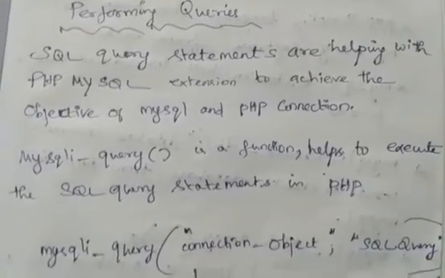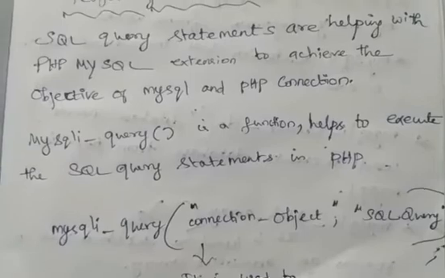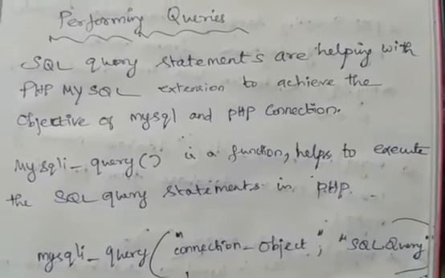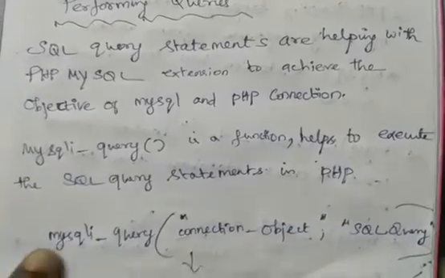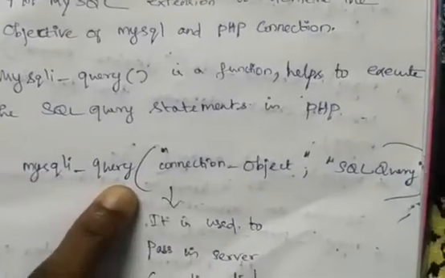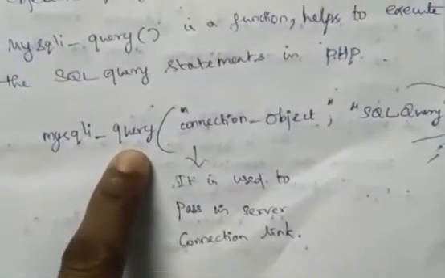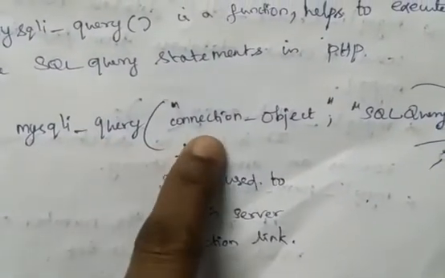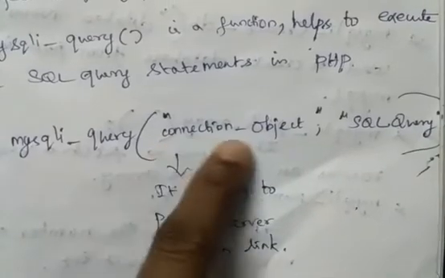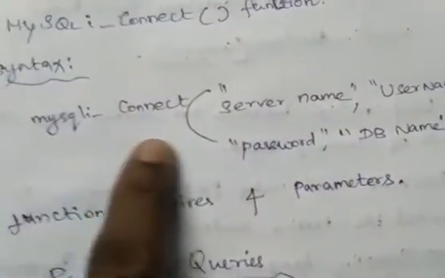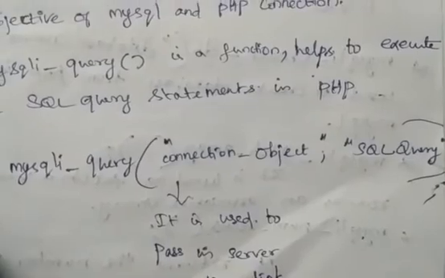The same command we are not going to execute from MySQL. We are going to execute the query from PHP with the help of the MySQL query command, a function which helps to execute SQL queries. Before that, we have to get connected with MySQL. With the help of MySQL connect we get connected, and that is stored in a connection object, $CONN.